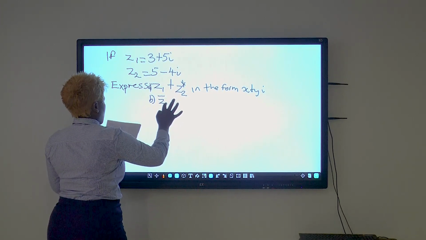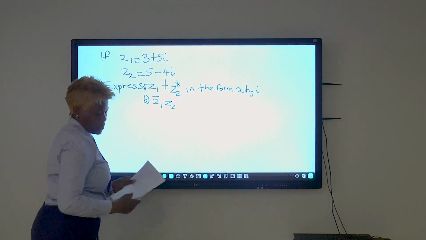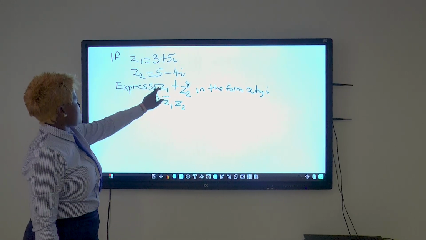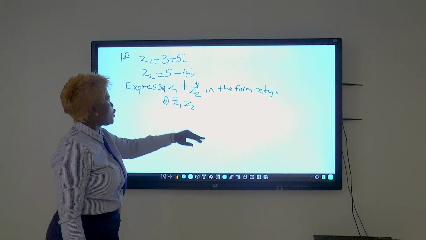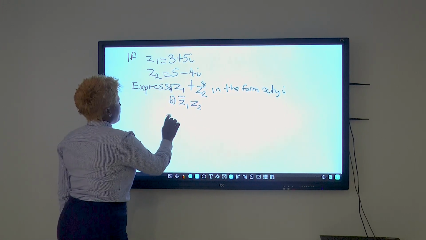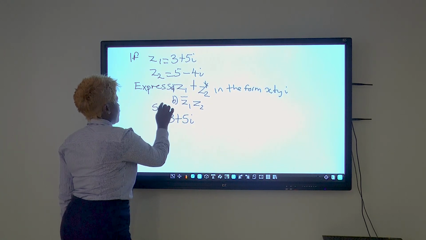Z conjugate complex. Alright, let's look at the first one. It says Z1 times the conjugate of Z2. Z1 is 3 plus 5i. So write solution here.